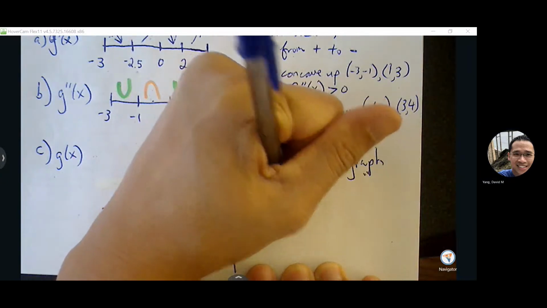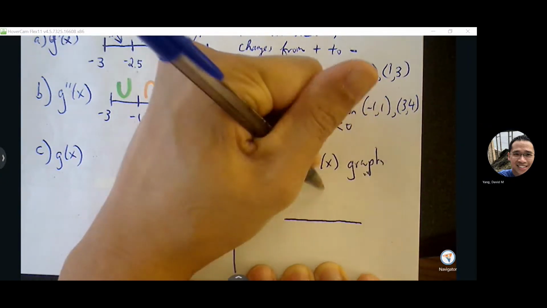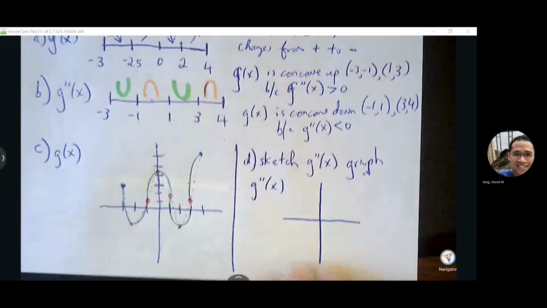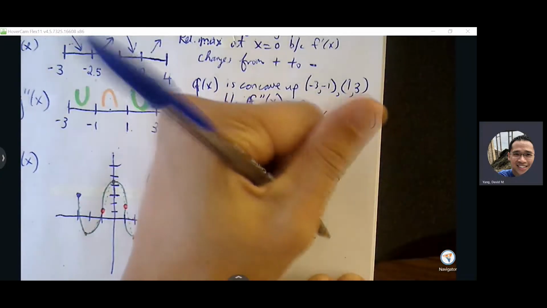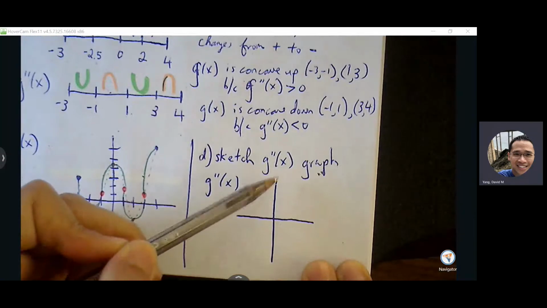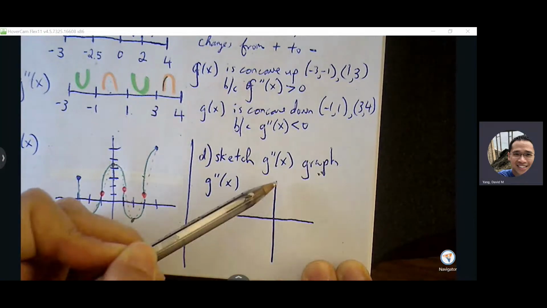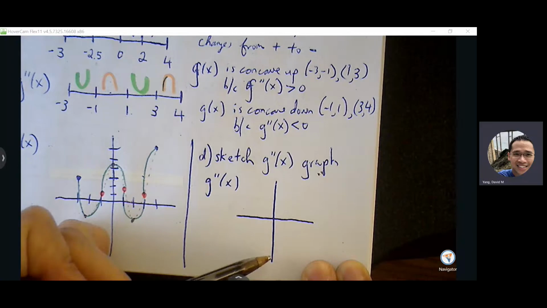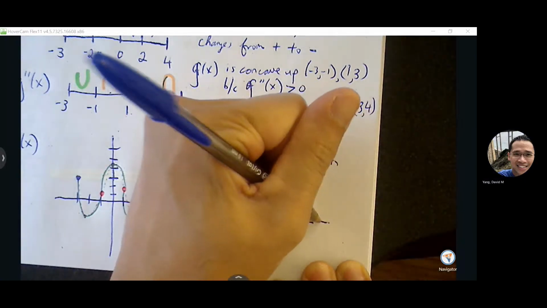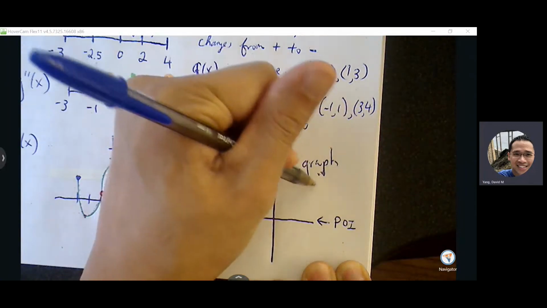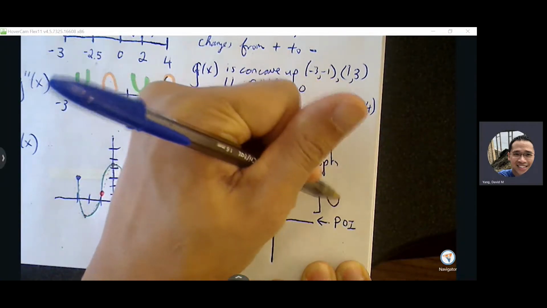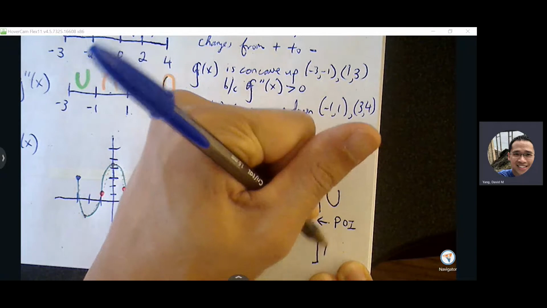Okay, so here's my second derivative coordinate plane. And I have to kind of label, right? My y-axis doesn't represent position. It doesn't represent slope. It now represents concavity. So anything on the x-axis is where my point of inflection is. Anything above is concave up. Anything below is concave down.